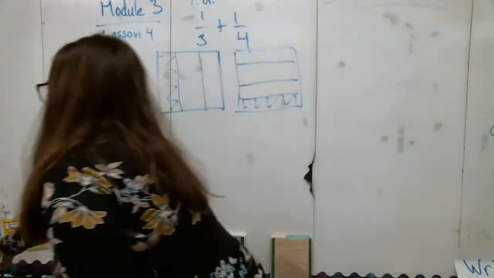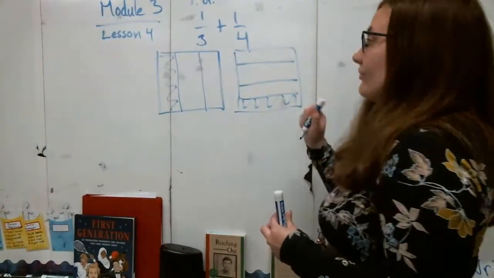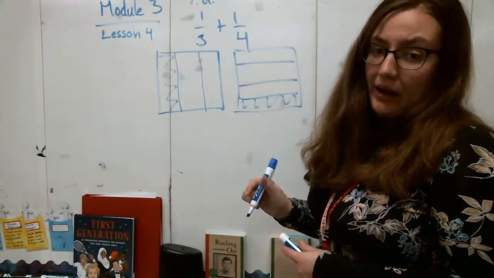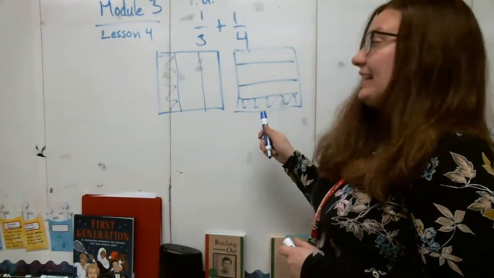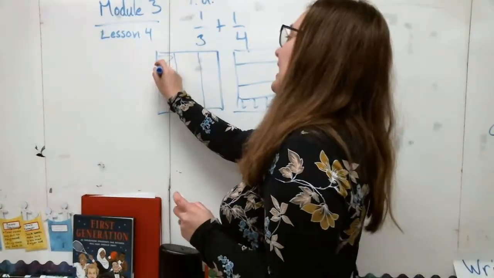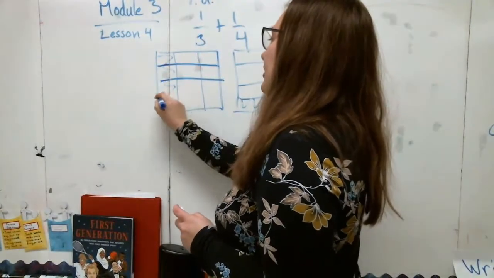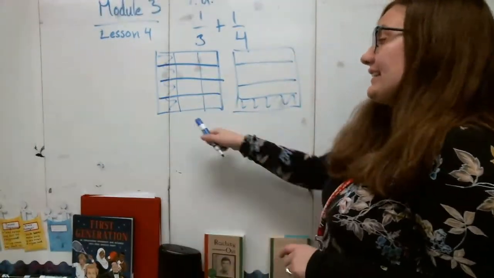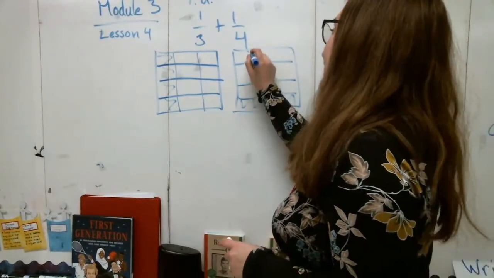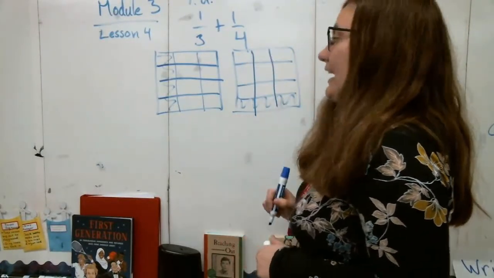Now after that, I need to make these models both look the same. So remember, we need those common denominators. So to do that, since I split this one up into 4ths, I need to split this one up into 4ths as well. So I will do that now. And then since this one originally was split into 1/3, then I need to split this one into 1/3 as well. So I'll split that right there.